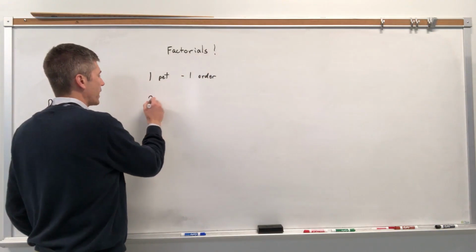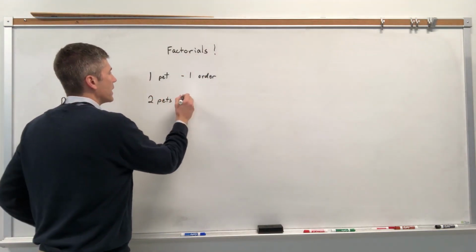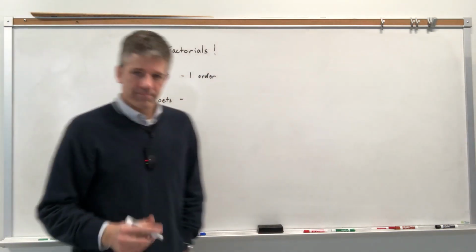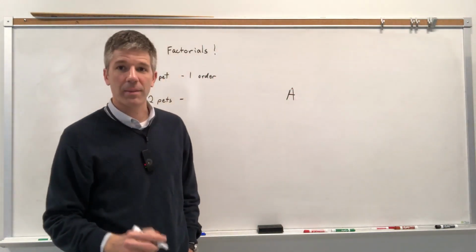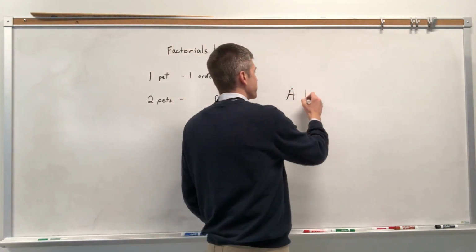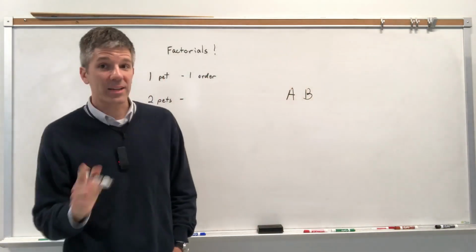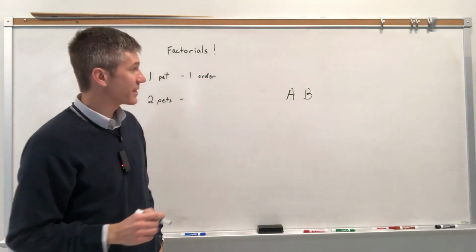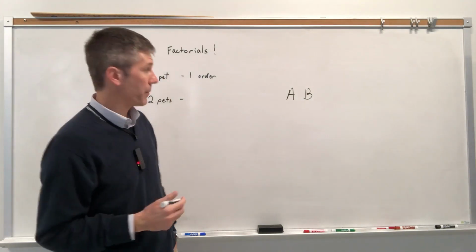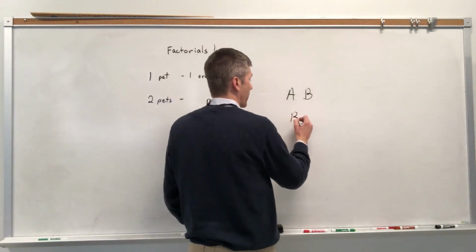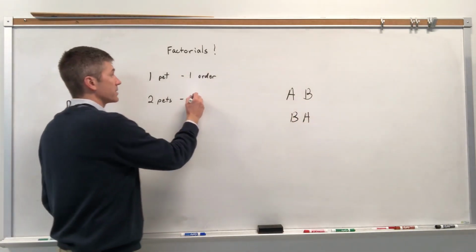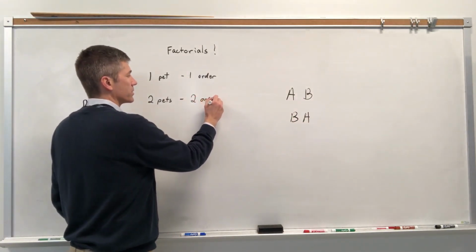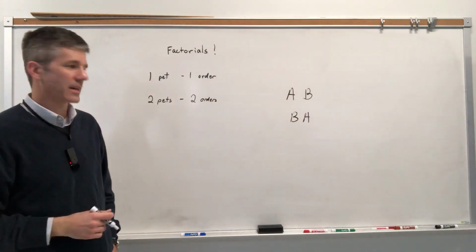All right, so far it's awkward and weird and really hard to explain what's going on. But here's the deal. If I had two pets, I have a pet alligator. I also have a pet baboon. I could walk into the vet with my alligator and then my baboon, or I could walk in with my baboon and then my alligator. So if I have two pets, there are two different ways I could do that.